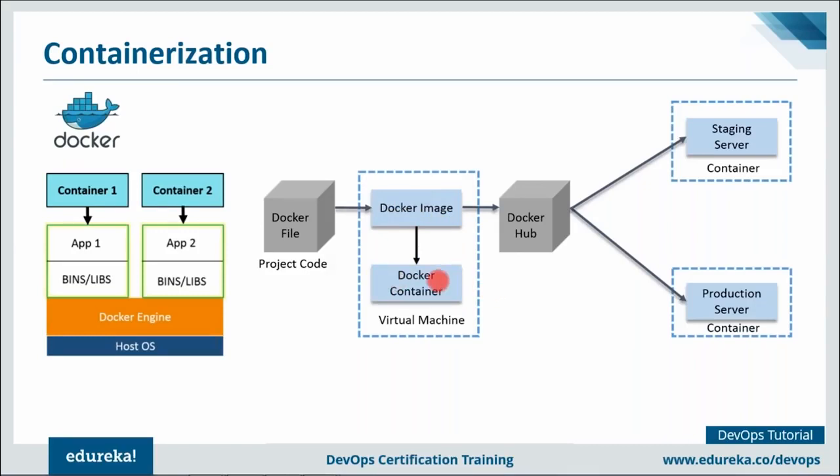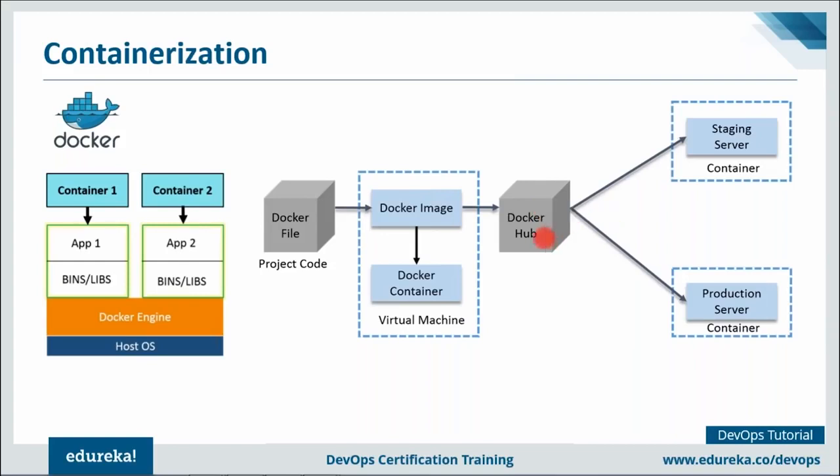Let me repeat it once more. So we have written the complex requirements for a microservice application in an easy to write Docker file. From there, we have created a Docker image, and with the help of Docker image, we can build as many containers as we want. Now that Docker image, I can upload that onto Docker Hub, which is nothing but a Git repository of Docker images. You can have public repositories, you can have private repositories there.